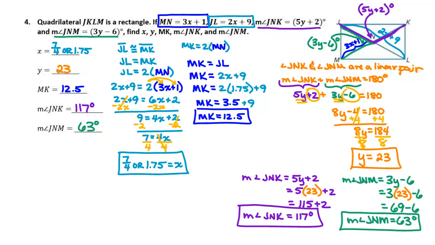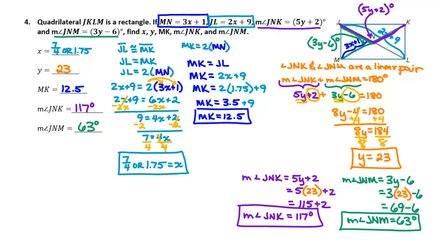Yes. We could have taken JNK, 117 degrees. We could have minused that from 180. Because remember, JNK and JNM add up to 180 degrees. So we could find one and then minus from 180 to find the other. Very nice work. All right.